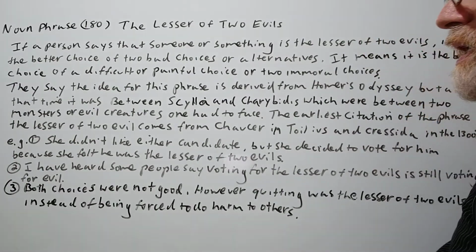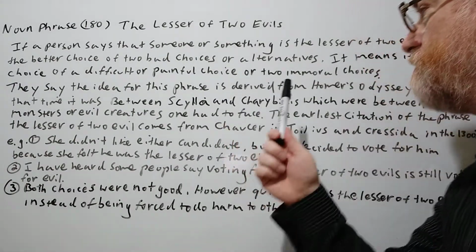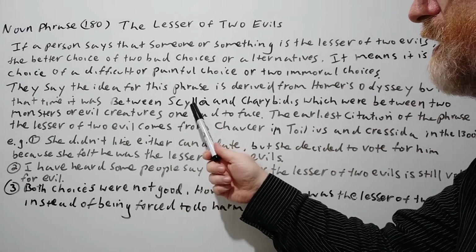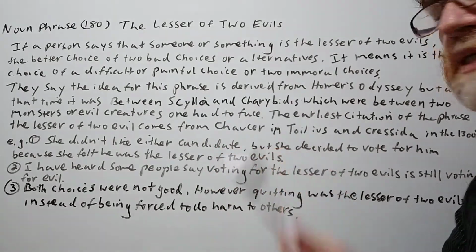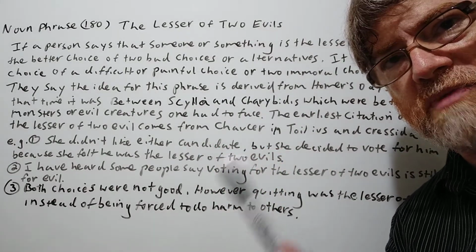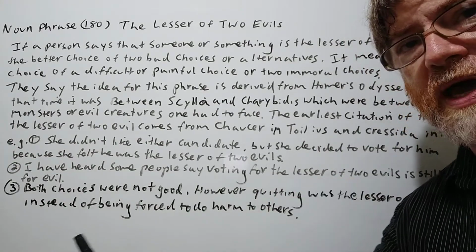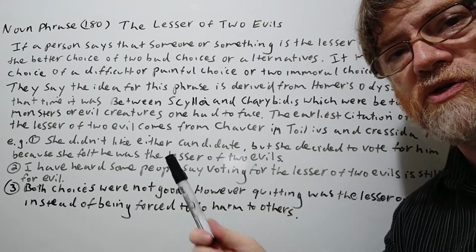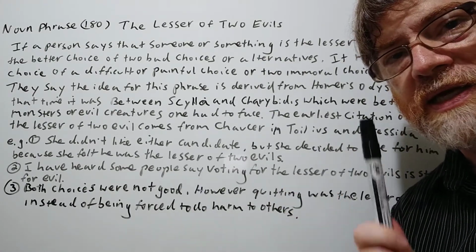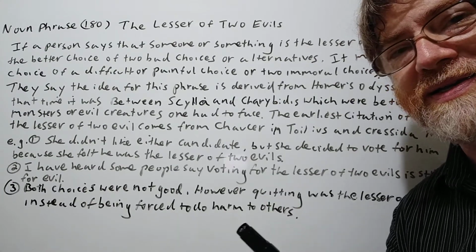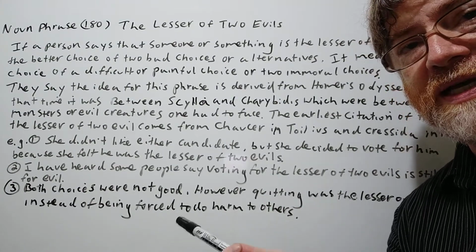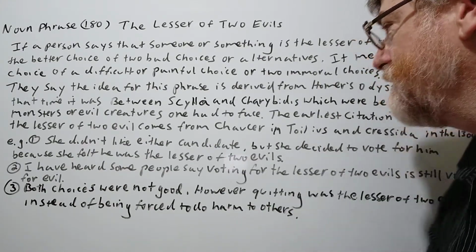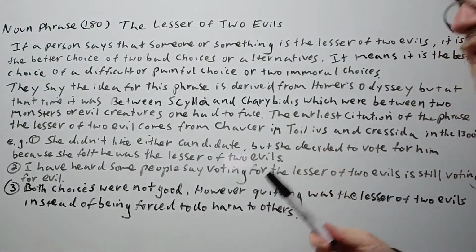Okay, let's continue. They say the idea of this phrase is derived from Homer's Odyssey, but at that time it was between Scylla and Charybdis. This was in one of the mythology stories where he had to cross through this path, and I think on both sides there were dangers of some kind of creatures or monsters that could have attacked him, and he had to choose one. So he tried to choose the lesser of two evils, the one that he might have been able to survive more against.